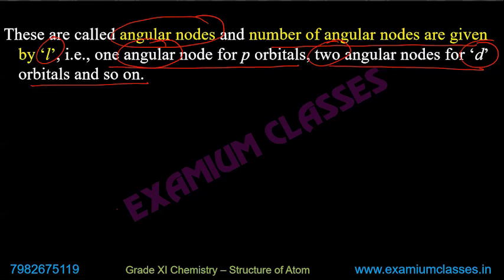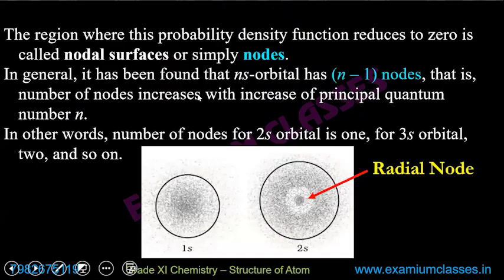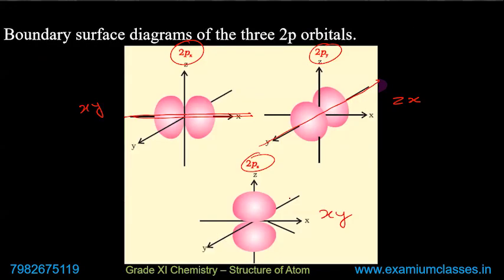Sir, what are radial nodes? Radial nodes are those which are spherical, as we discussed in the case of s orbitals. These are regions where the electron density is almost zero. Okay, sir, understood. Radial nodes are spherical and angular nodes are planar.